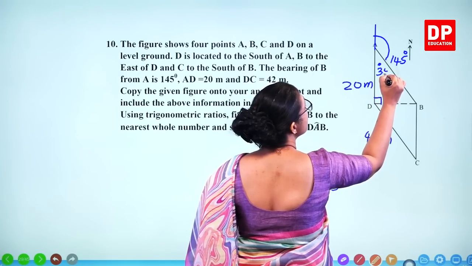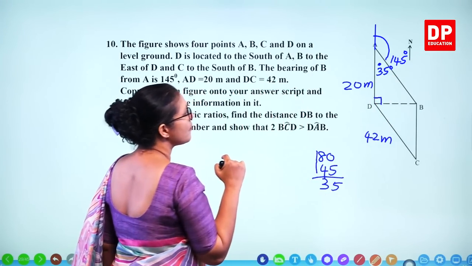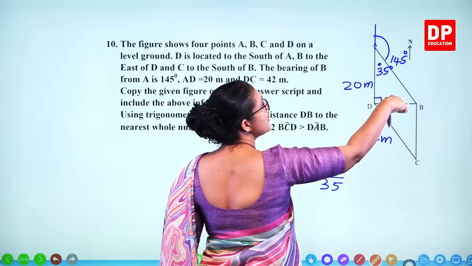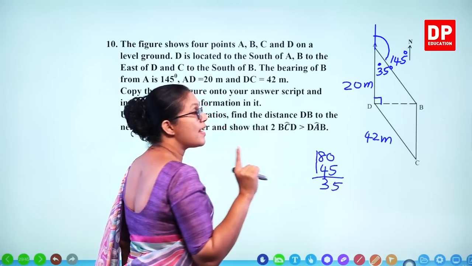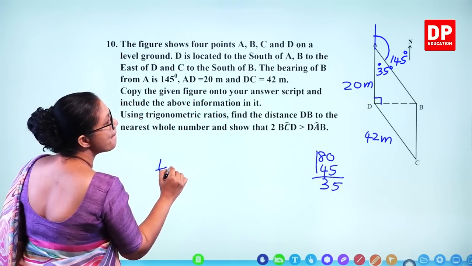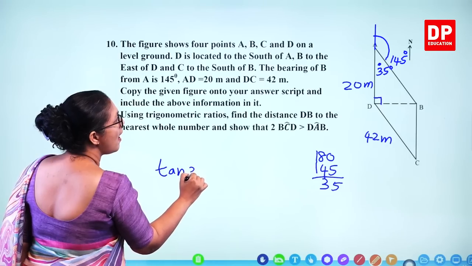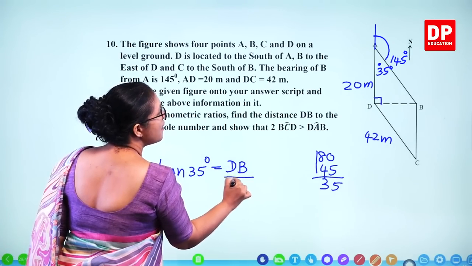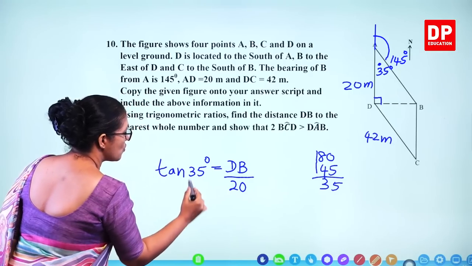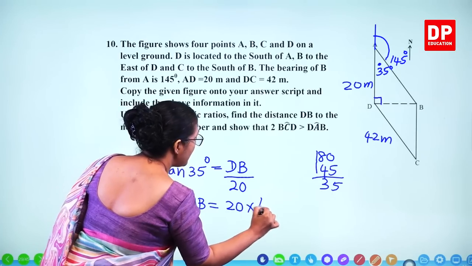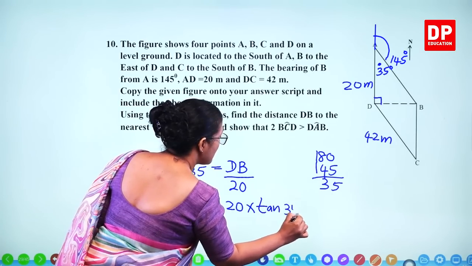35 degrees here. And we can use the opposite and adjacent ratio, that's the tan ratio, to find out DB. Tan 35 is opposite DB and the adjacent 20. So DB becomes 20 times tan 35.